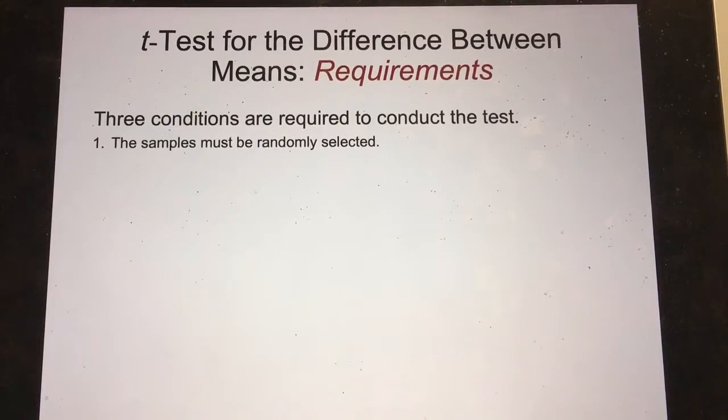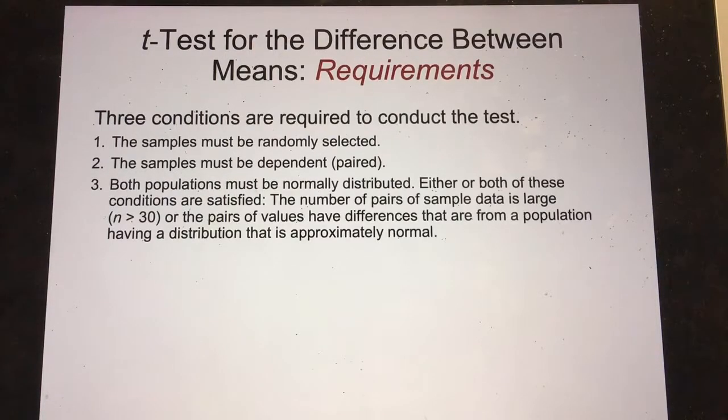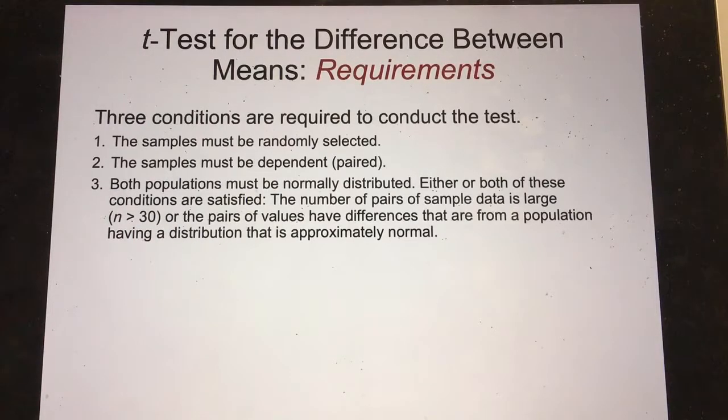So there are 3 conditions, again, requirements. Samples must be randomly selected. You've heard that before. Samples must be dependent instead of independent, because that's what we're working on here, paired samples. Both populations must be normally distributed. Either or both of these conditions must be satisfied: the number of pairs of sample data is large, or the pairs of values have differences that are from a population having a distribution that is approximately normal. So either the original population started out as normal, or we have sample sizes that are greater than 30. And again, the samples match because they're paired.